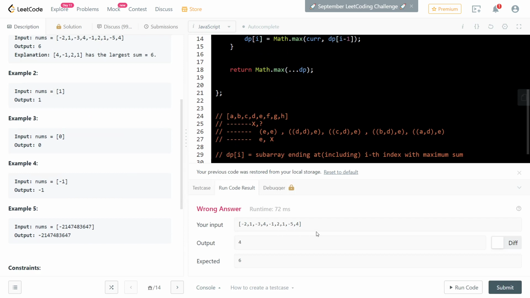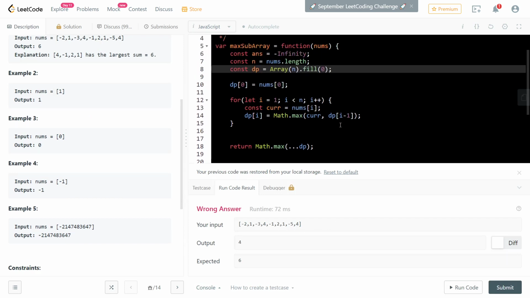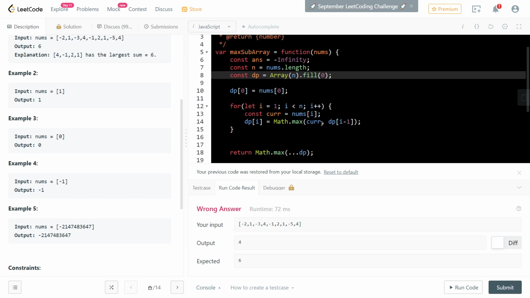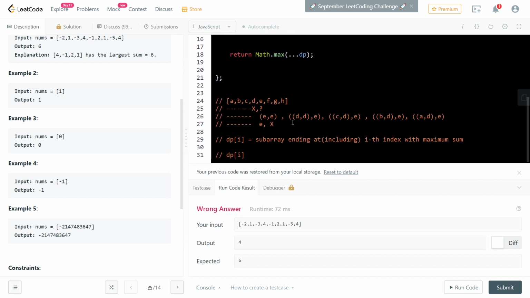So output is 4 and expected is 6. So where did we do it wrong? I was wrong. It is not one of x and e. It is actually one of e and x plus e. As we mentioned here, x is ending at d, so we also have to add e. That is what I missed here.